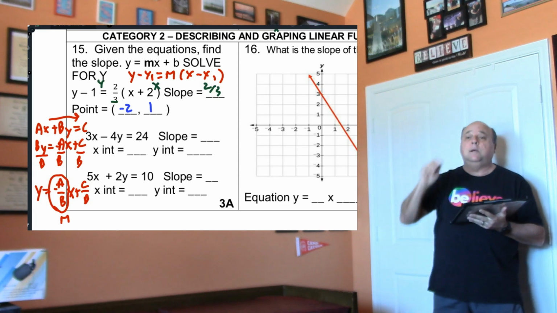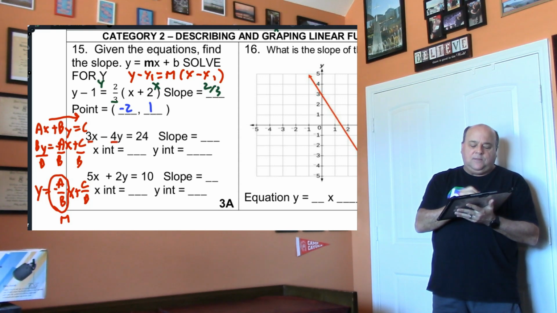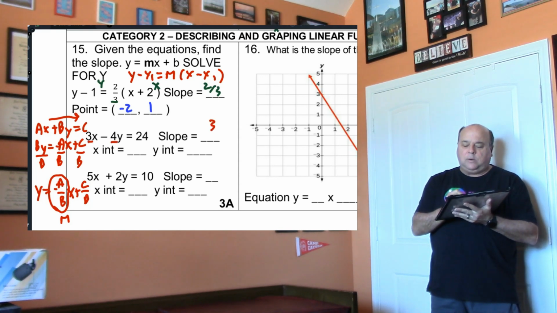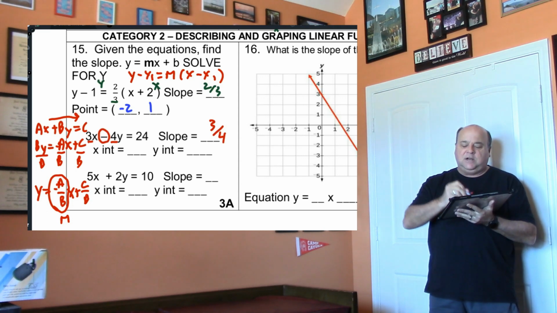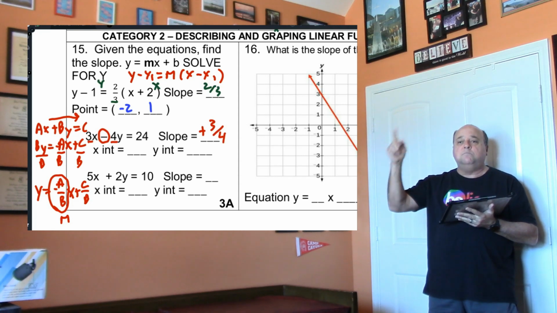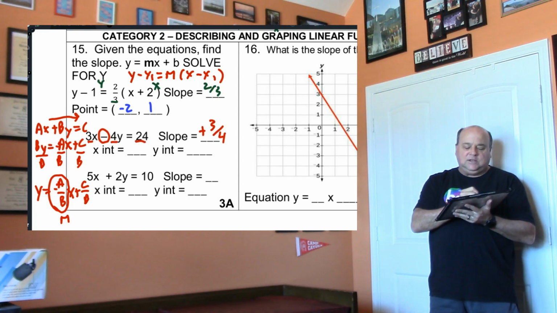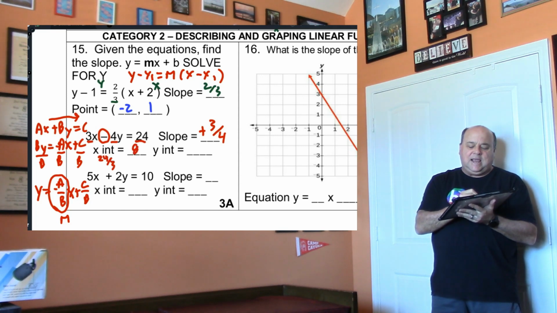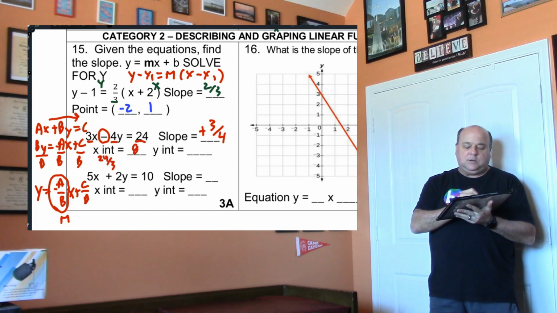You must remember this. So this 3 and this 4 go to the slope. So write down 3 over 4 and then you flip this sign. The opposite of a negative is a positive. Your slope's 3 over 4. You must remember that. If you take this number and divide it by this number, 24 divided by 3 is 8. That's your x-intercept.